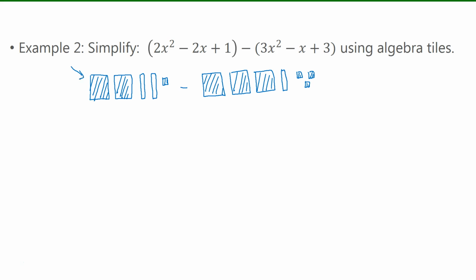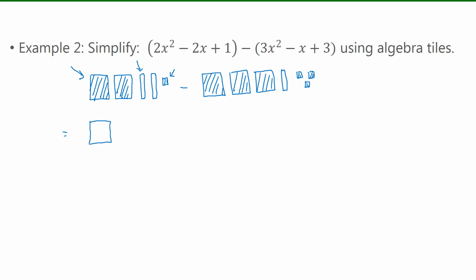Now looking at these tiles here, I see that I only have 2x squareds and I'm supposed to take away 3x squareds. So I'm going to have to add 1 0 pair. Here I need to take away a negative x, which I have, so I don't need to add any 0 pairs there. But here I need to take away 3 positives, and I only have 1 positive. So I'm going to have to add 2 0 pairs.